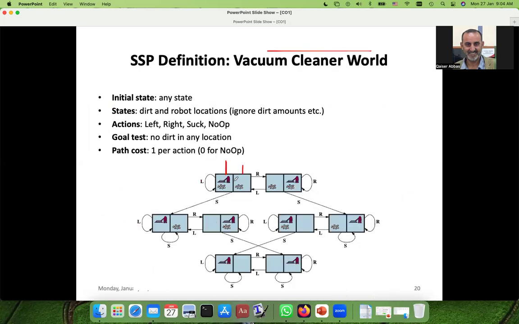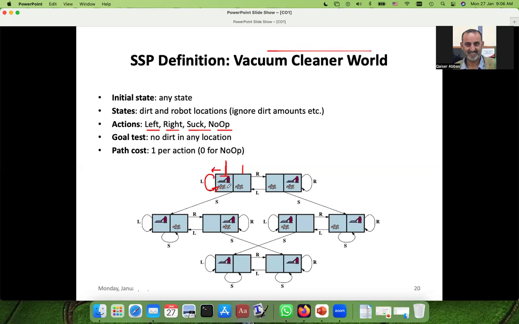So now this is the situation. What are the actions? Left, right, suck, no operation. You can consider all the actions I can perform at this state. Now your agent is on square A, and if you perform left in this direction, it will not go out. We are not considering the condition that it will go out of the environment. If you perform left, it will remain at the same location.